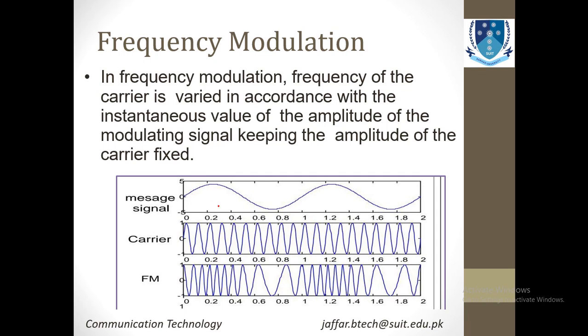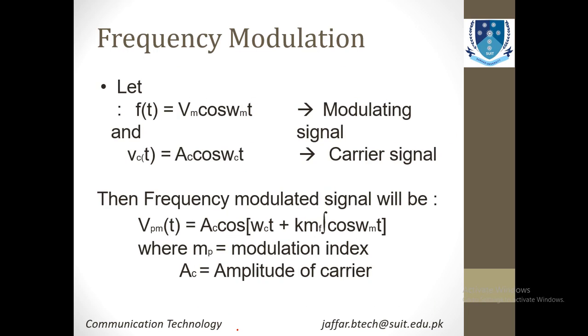You can see that when the amplitude is 5 at this point, from here to here, the amplitude will be high. You can see that the frequency is high, and when the amplitude is low from here to here, you can see that the frequency of the modulated signal is very much low. So this frequency change is due to the amplitude of the message signal.